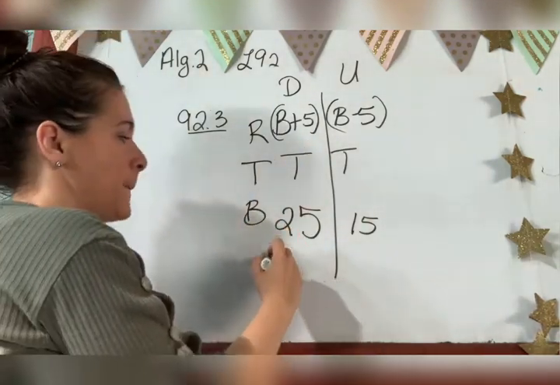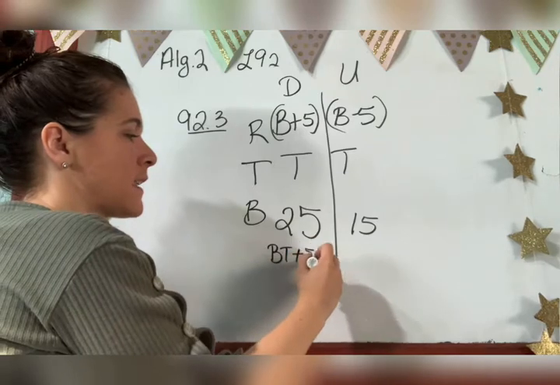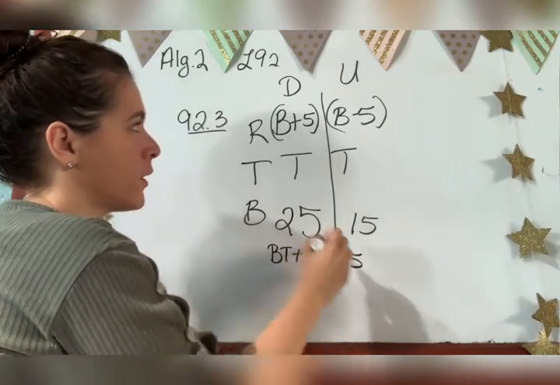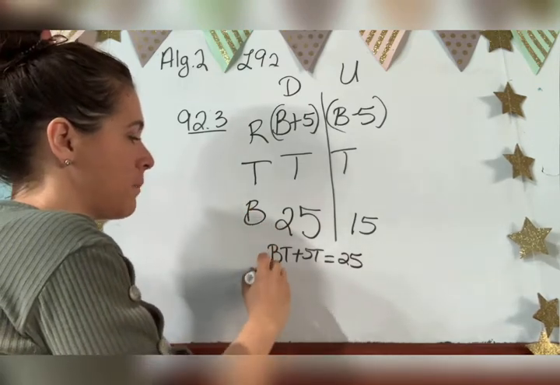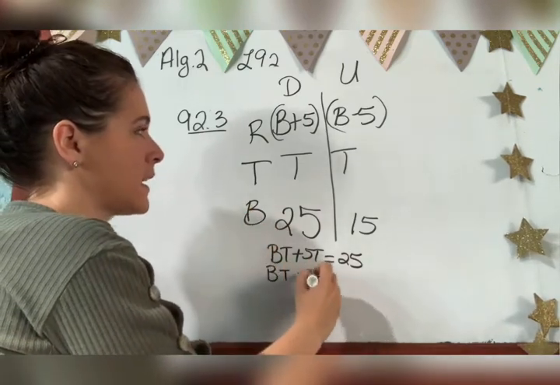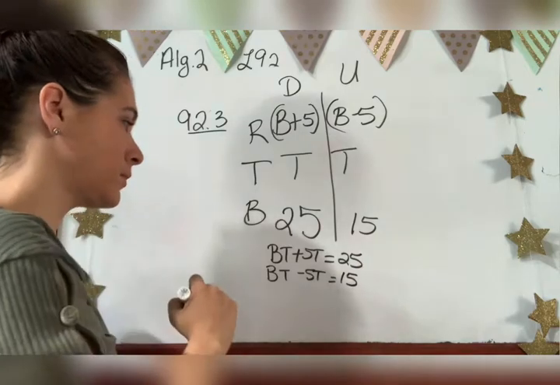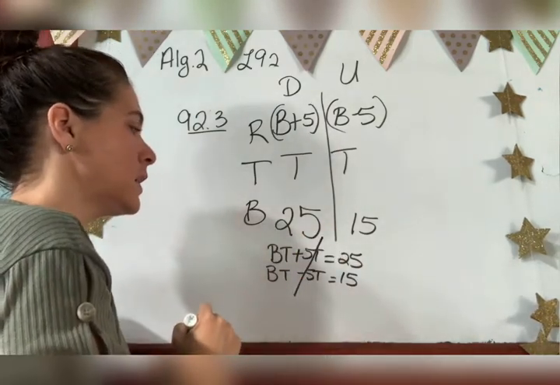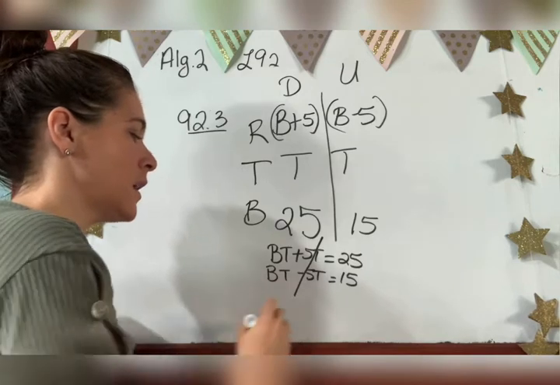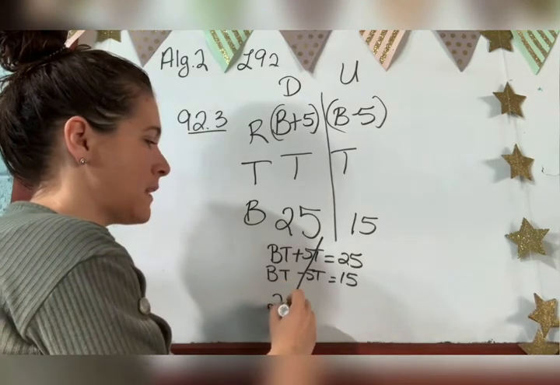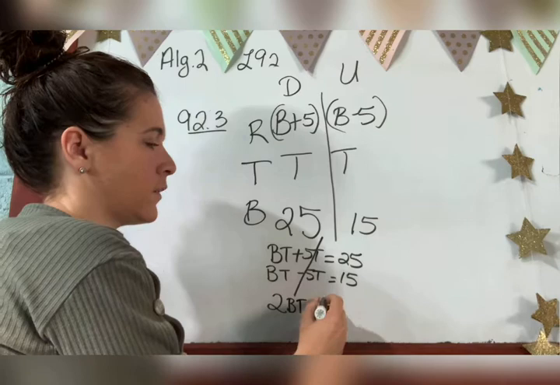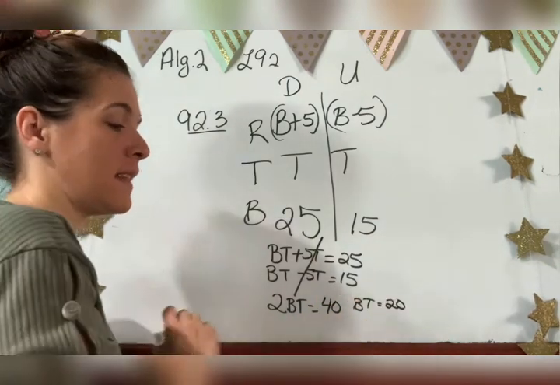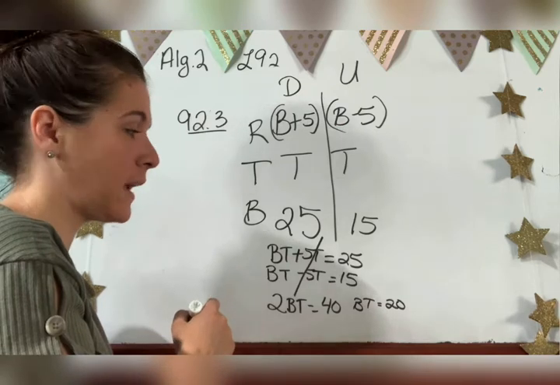Here we go. BT plus 5T equals 25. And then BT minus 5T equals 15. It's going to be an interesting one. So that's going to be 2BT equals 40. So BT equals 20. What's BT? Absolutely nothing at this point, right?